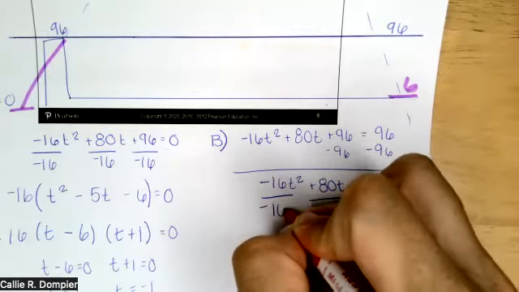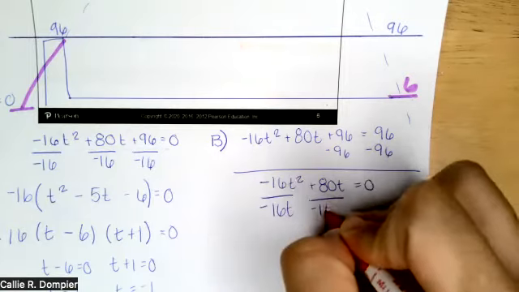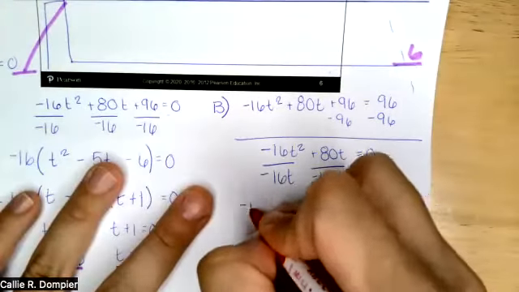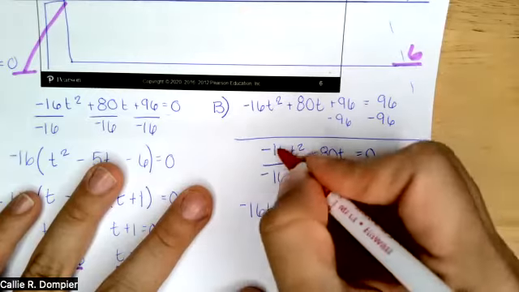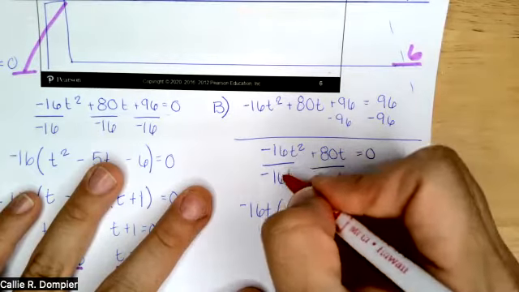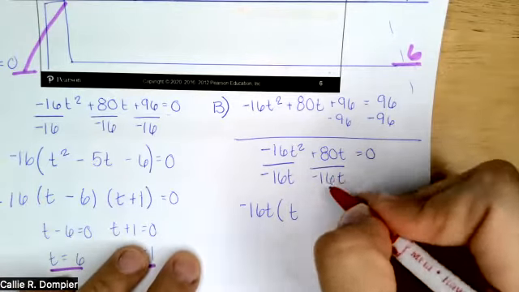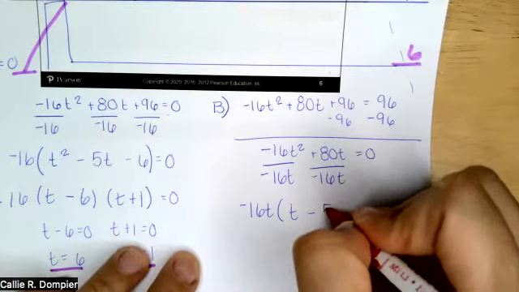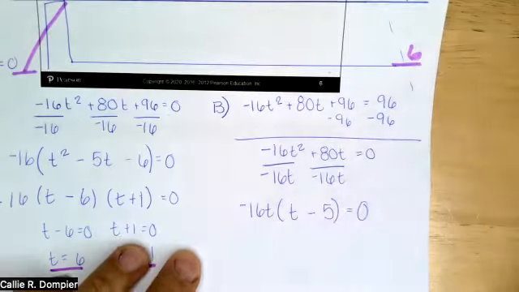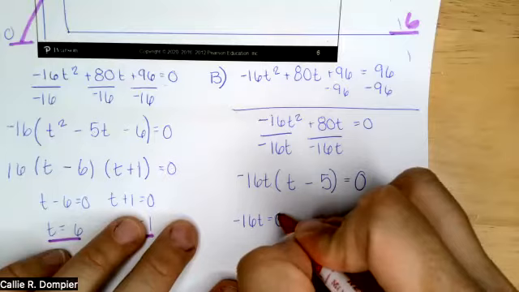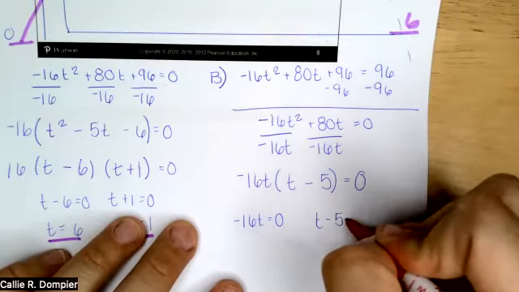Negative 16t. Is that okay? All right, so now I have negative 16t. Negative 16t squared divided by negative 16 is just t. 80 divided by negative 16, we already decided was a negative 5. That's still set equal to 0. So now I have negative 16t equals 0, and I have t minus 5 equals 0.